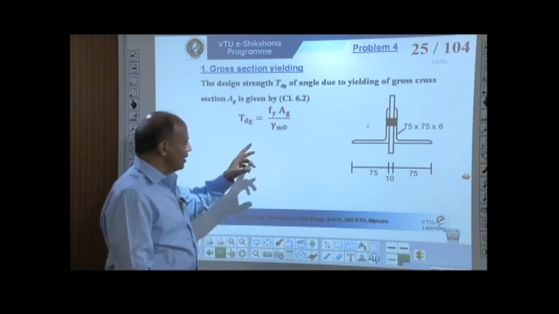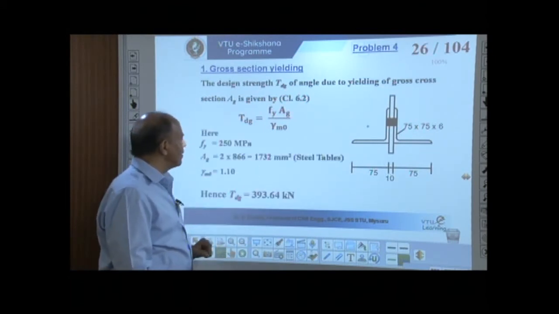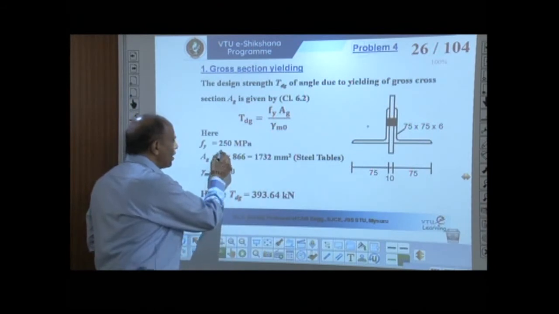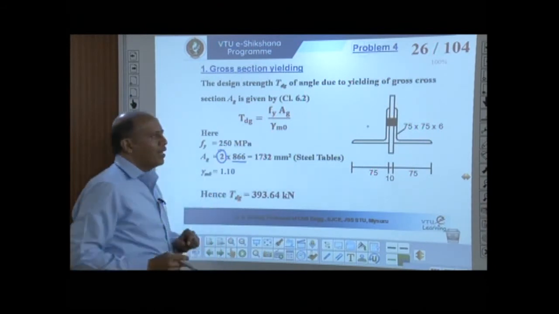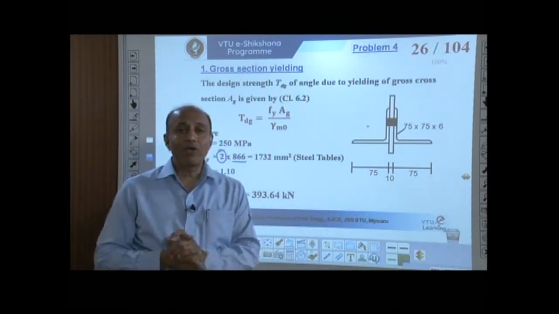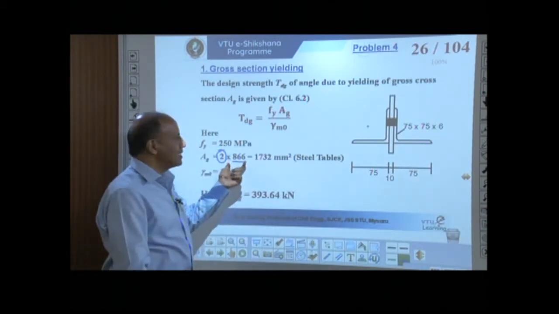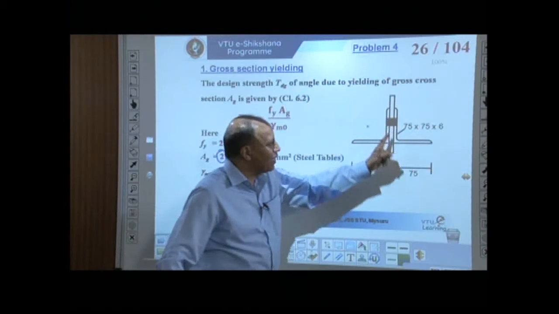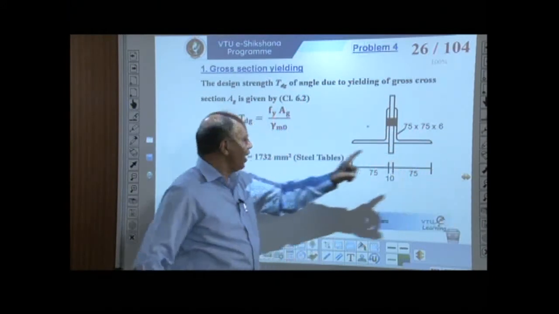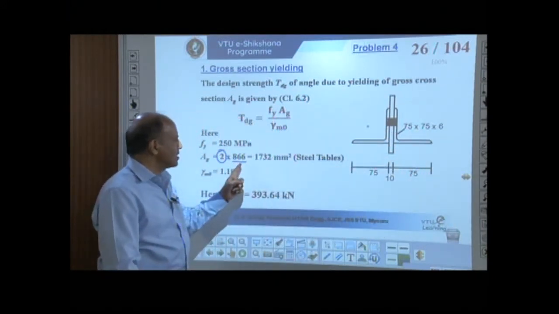Correct. So in this particular case, the only thing you need to understand is that you have to take two times the angle area. Why? Because there are two angles in this particular case. So the area of one angle, 75 75 6, is 866. There are two angles.